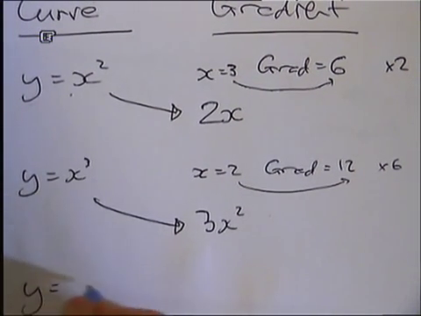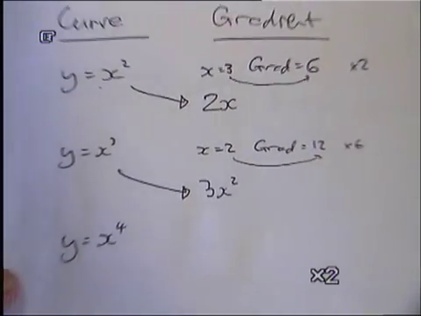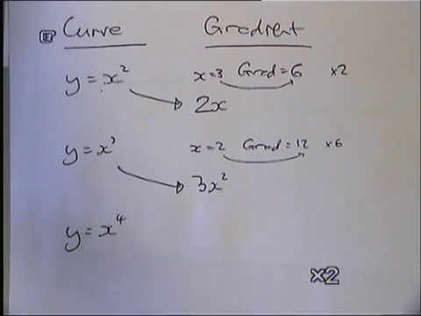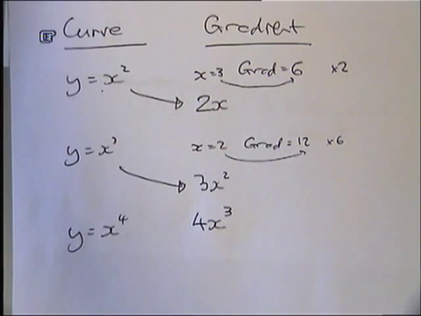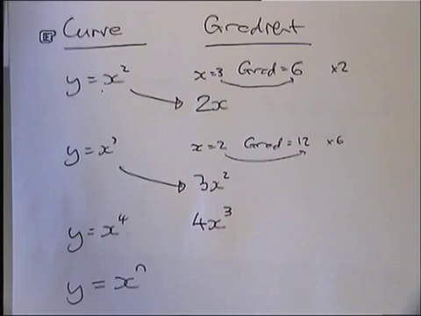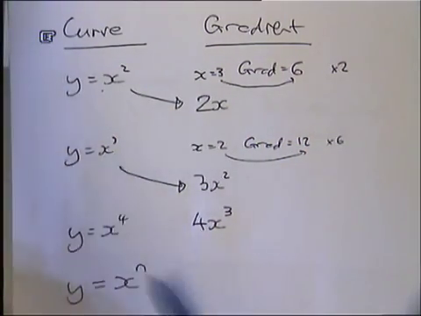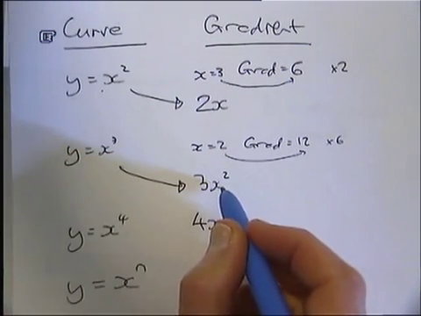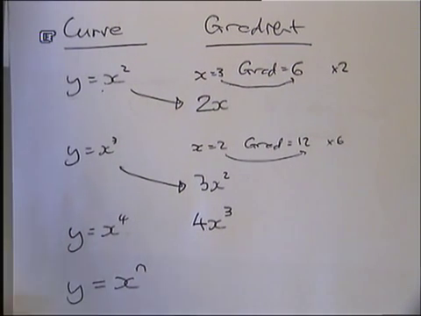Next one. If I started with the curve y equals x to the power of 4, and I told you the gradient for that was going to be 4x cubed, so whatever the x value was, if you cubed it and times it by 4, can anybody tell me what it would be for y equals x to the power of n? Just look at what we've got so far. How have we got, do you think, from cubed to that, which also works here to there? Rob?